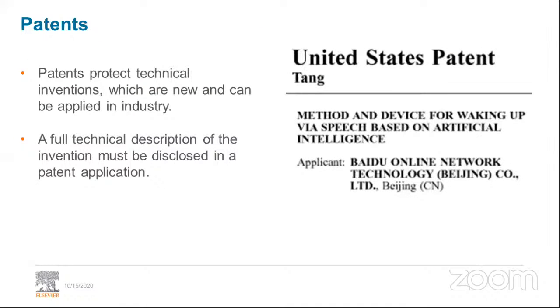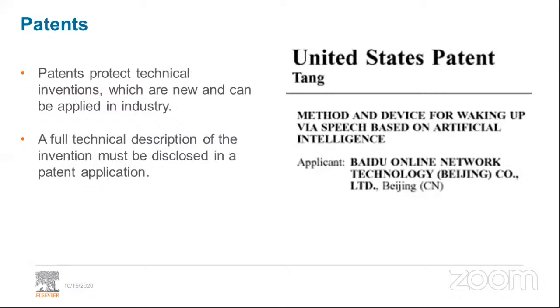The next type of references you'll find are the patents. A patent is a form of intellectual property that gives the owner of the invention the legal right to exclude others from using, selling, or making the invention for a specific period of time.